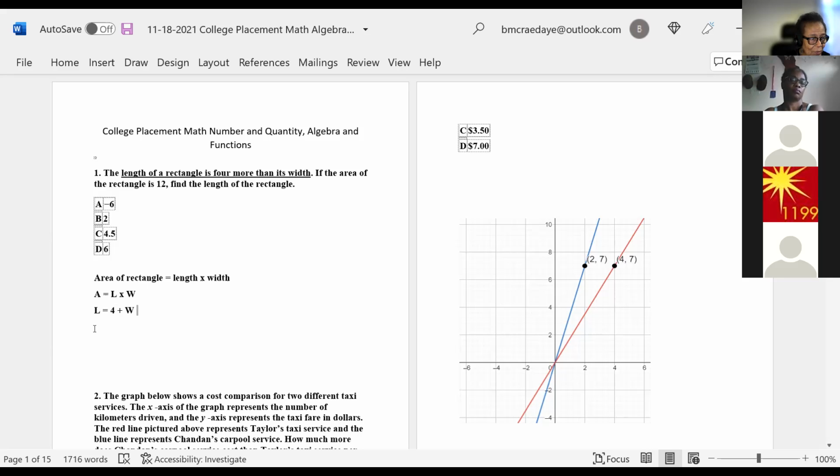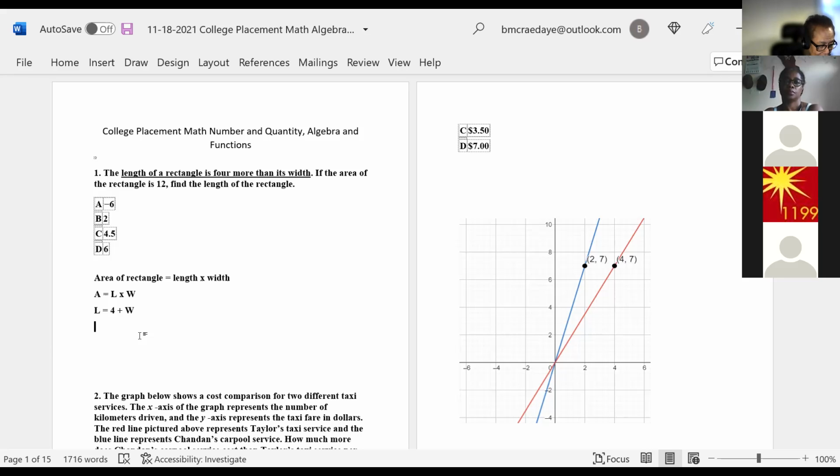Okay, now, what do you think my next step would be? Trying to find the length. So what do you think my next step would be? Maureen, do you have any idea? Think about when we had simultaneous equations and we wanted to solve them.